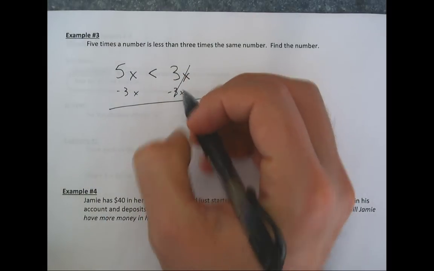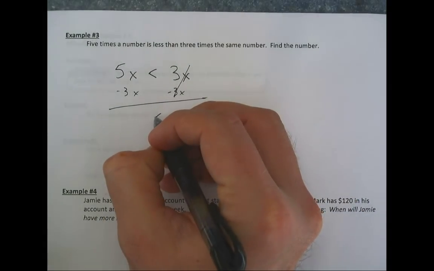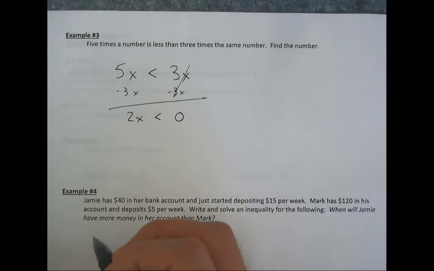So it goes away here. I can't just leave it blank. I need to replace it with 0. I have not multiplied or divided by a negative, so keep the inequality facing the same way. We're going to get 2x.